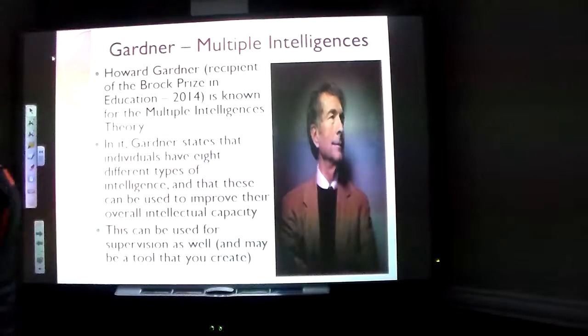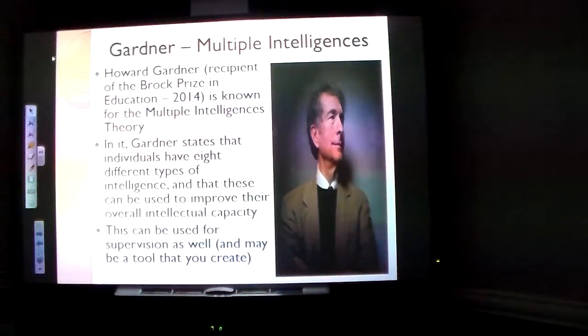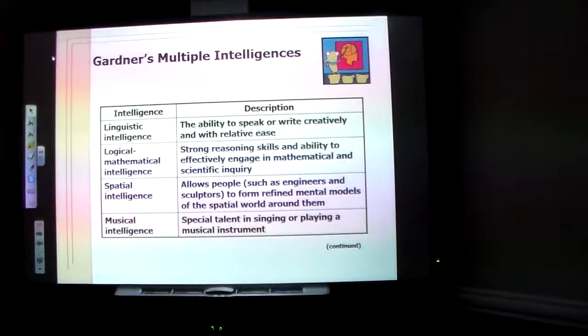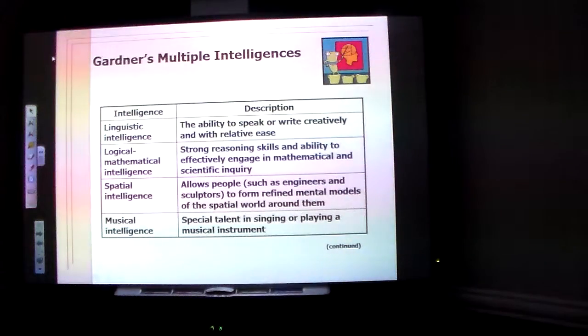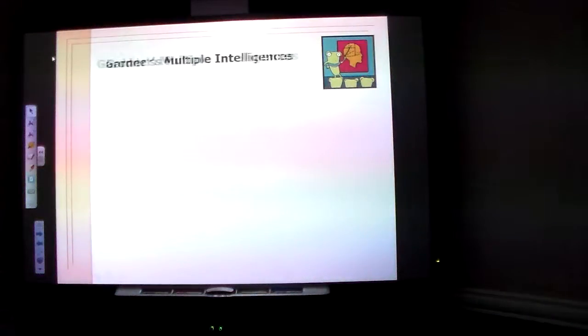He basically stated that individuals have 8 different types of intelligences, and they can be used to improve their intellectual capacity. So you want to think about these in terms of both students and teachers, and we're going to look at it from both perspectives as we talk about them. So I give you the definitions of them. Take about 15 seconds to look at the first 4. And take about 15 seconds to look at the next 4.